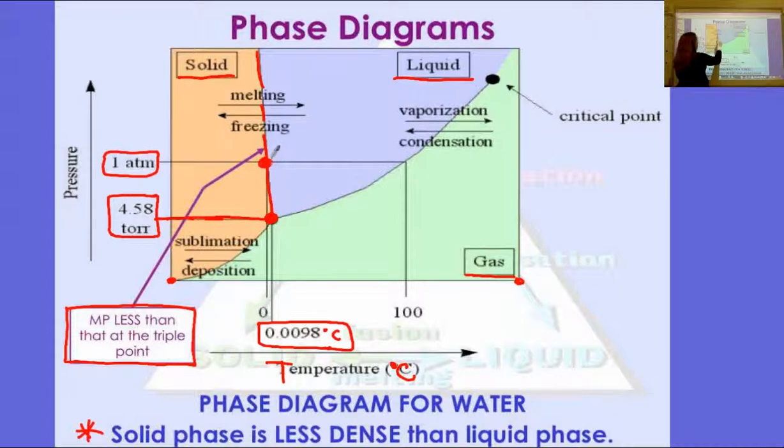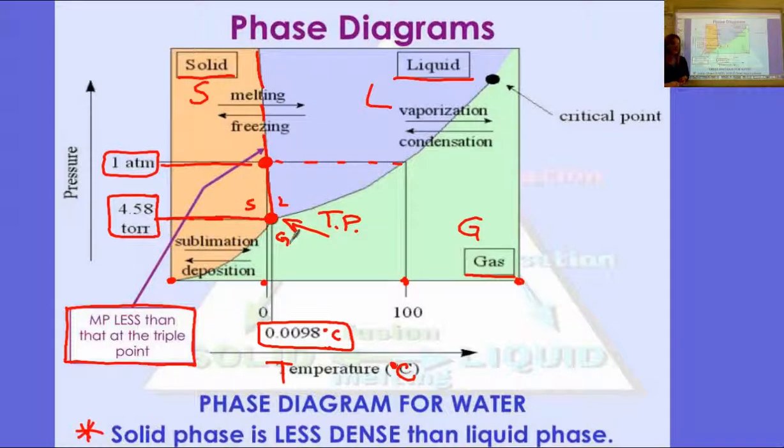The normal melting point, between the solid and liquid phase, at normal 1 atmosphere, is at 0 degrees Celsius. And the normal boiling point, between the liquid and gas phase for water, is at 100 degrees Celsius. You will also be asked to identify the triple point, where you can find solid, liquid, and gas all present at the same time. And you will be asked to identify the critical point. Again, the critical point is where you can't tell the difference between the liquid and the gas phase.